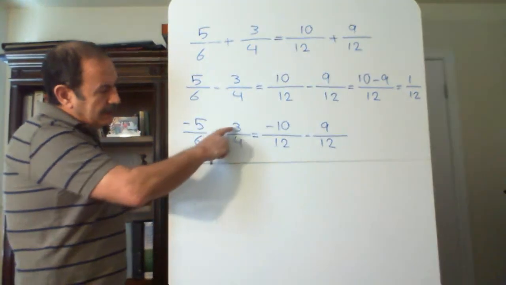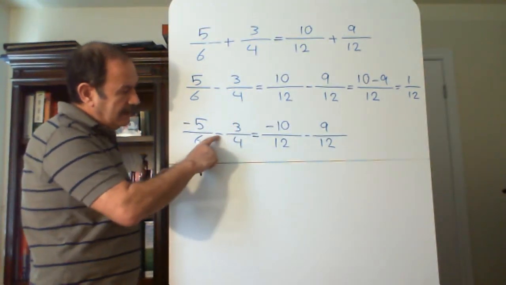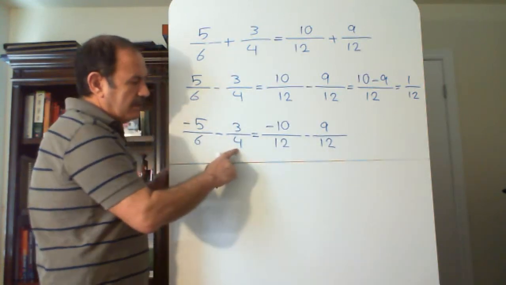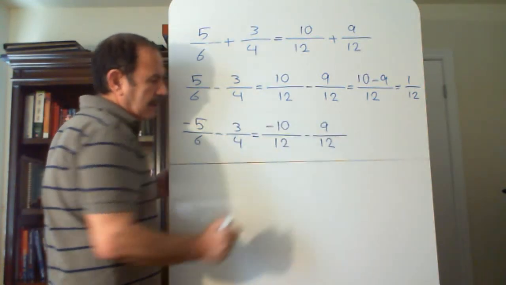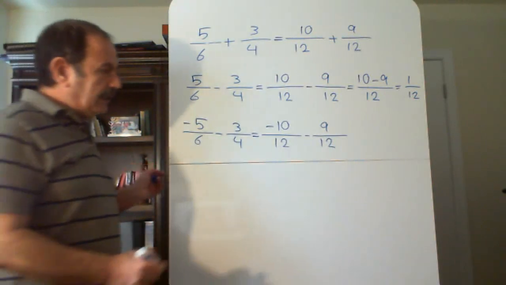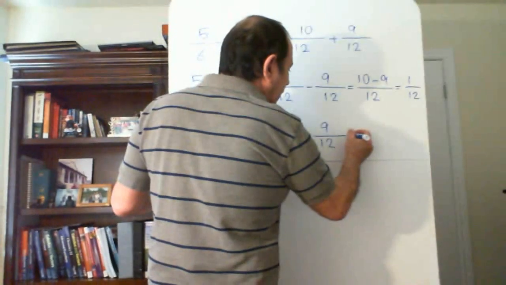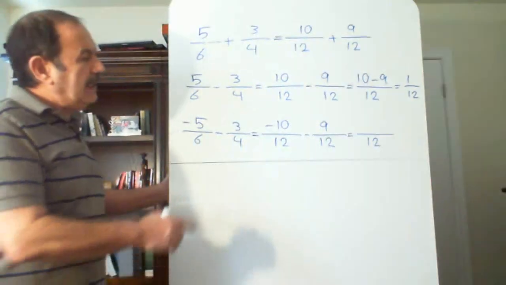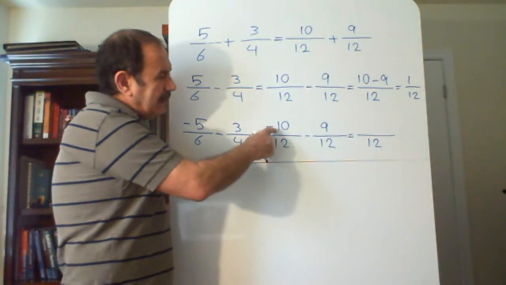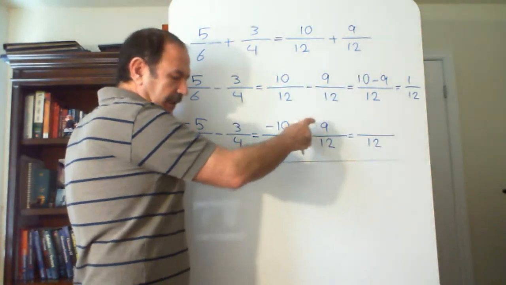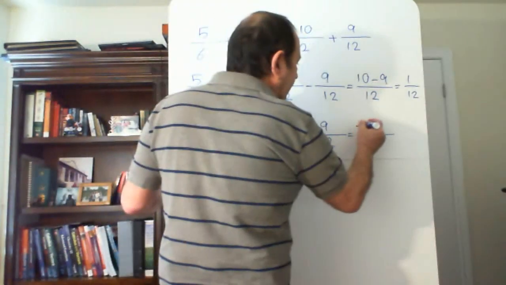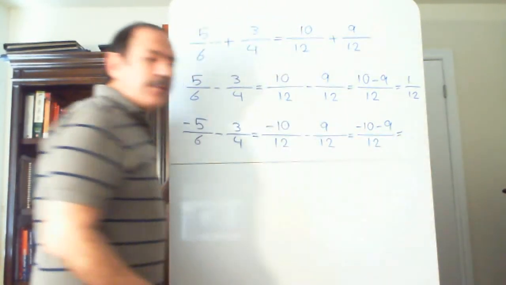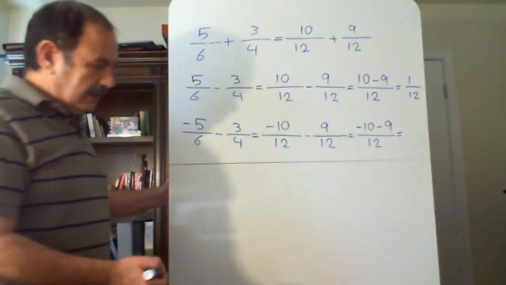The sign of this 3 at the top is positive. This negative is here. That's why 12 divided by 4 is 3, 3 times 3 is 9. Now we have the same denominator. Write the same denominator and do the algebraic addition of the numerators: negative 10, negative 9. Then simplify it.